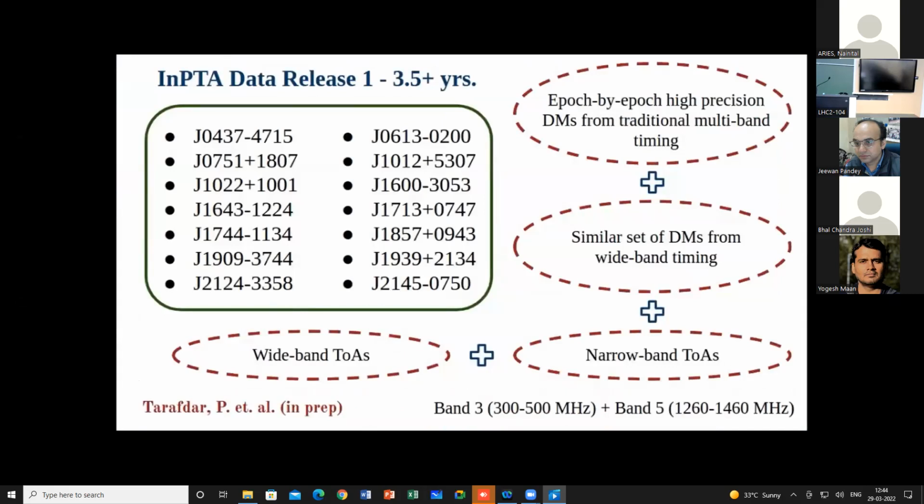Coming to the data release, it has a baseline of slightly more than 3.5 years. We have been observing a total of 14 millisecond pulsars, out of which around 7 have been consistently observed over the entire time span, with approximately 10 to 14 days of cadence. We have 200 megahertz of bandwidth in each of band 3 and 5, and the final products that are expected out of this data release would be the pulsar arrival times, or TOAs as we call them, and the time series of dispersion measures, which is a measure of the interstellar medium. And the estimations are going to be from both traditional as well as certain novel state-of-the-art techniques.